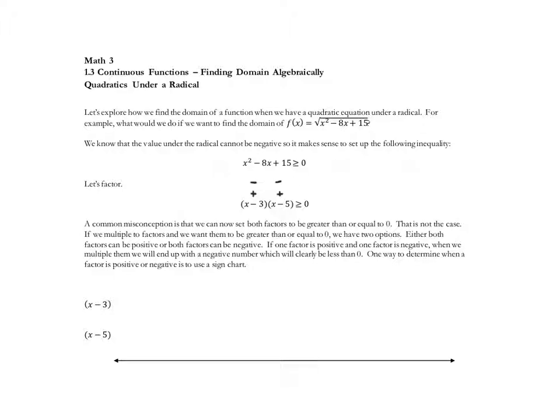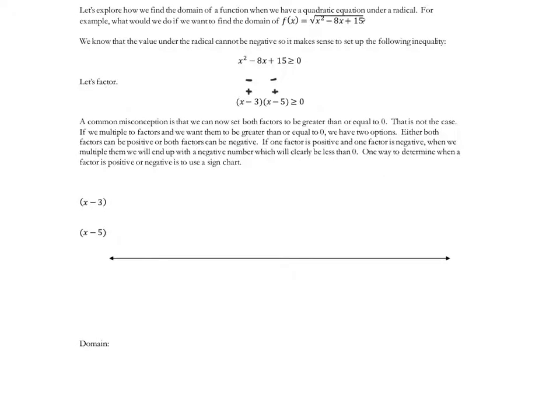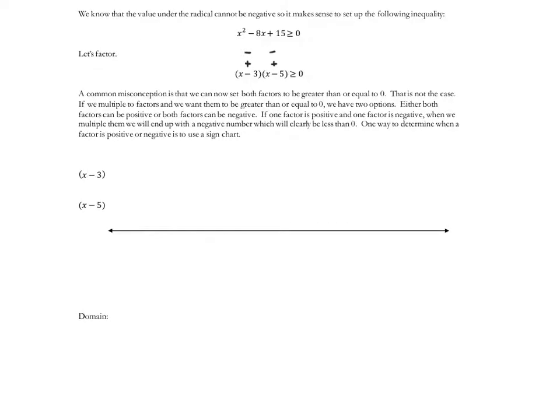So what we do is draw a line, and we list the factors above. We have our two factors, x minus 5 and x minus 3. We think about when x minus 5 is equal to 0. Well, x minus 5 is equal to 0 when x is 5. So I'm just going to mark a 5 on my number line, and I'm going to put a 0 there.